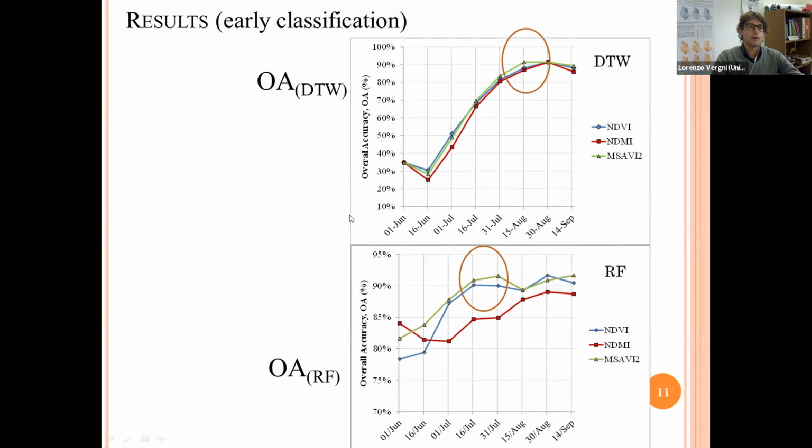With regard to the comparison related to the early classification, in these figures you can see the progressive increase of the overall accuracy of the classification during the irrigation season as the number of features, or the amount of information about the vegetation index, increases. With dynamic time warping, we obtained 90% accuracy at about the middle of August, while with random forest, the same high accuracy of 90% was obtained well before, at about the middle of July.